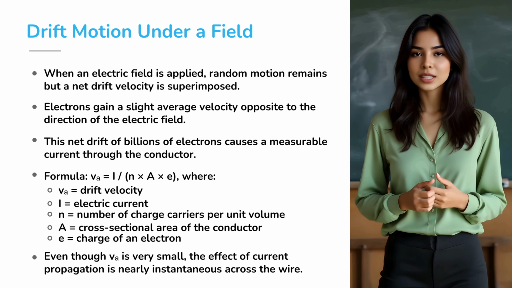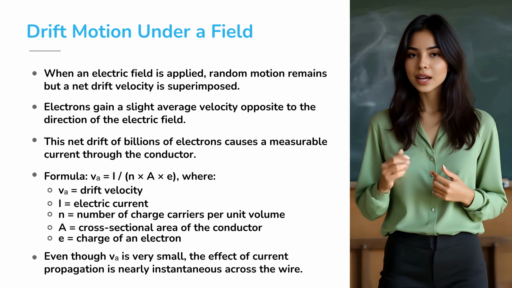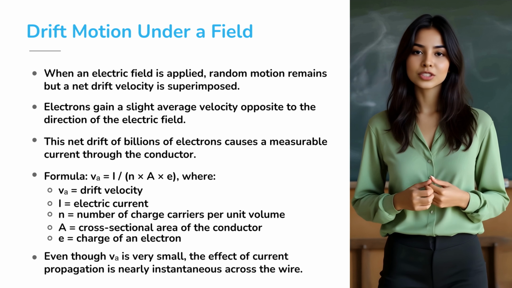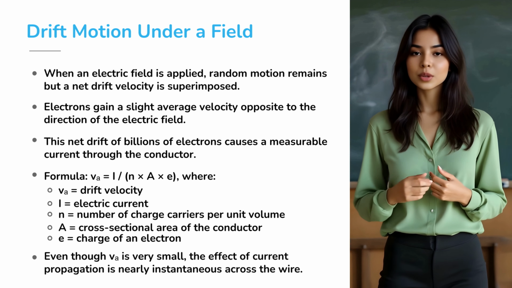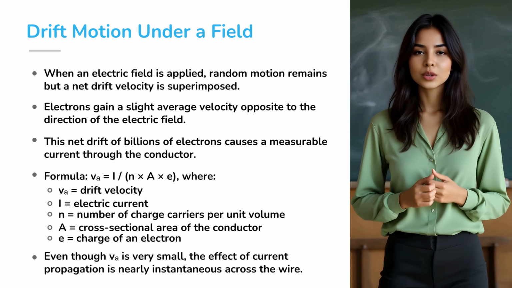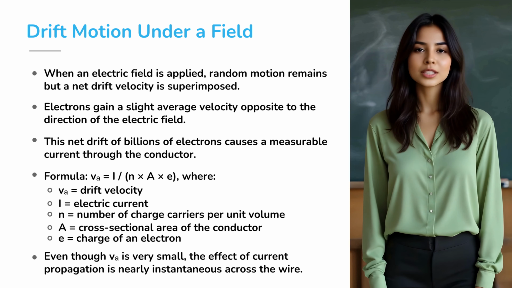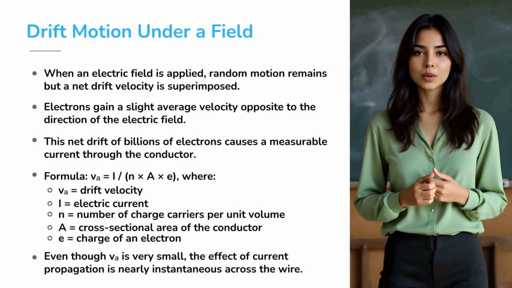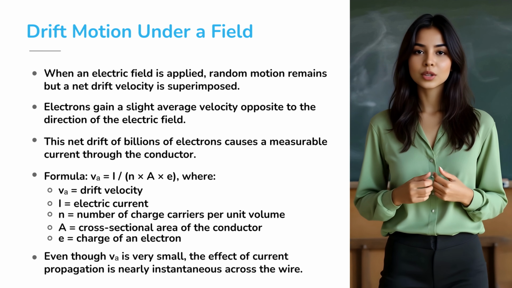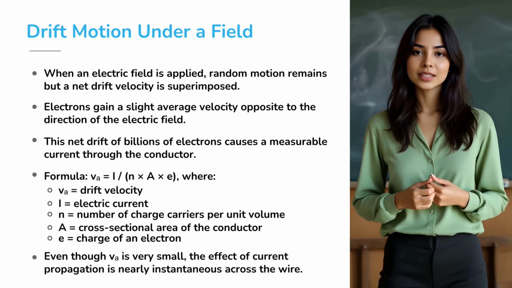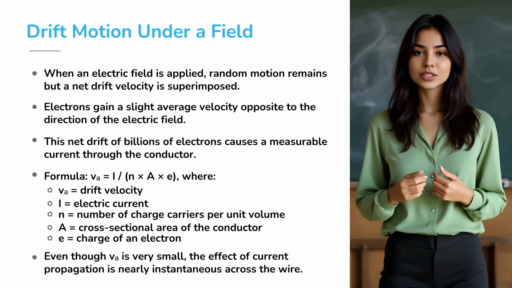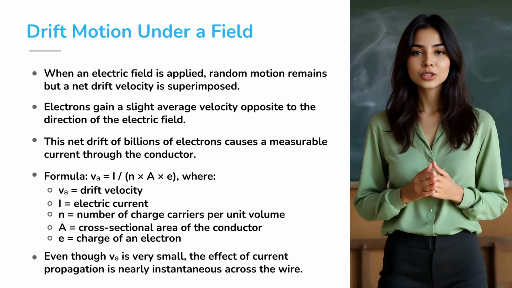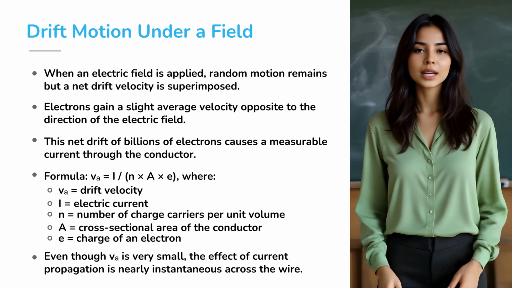Here's the formula to calculate drift velocity. v sub d equals I divided by n times A times e. Let's break this down. v sub d is the drift velocity, I is the current in amperes, n is the number of electrons per cubic meter, A is the cross-sectional area of the wire in square meters, and e is the charge of one electron, which is approximately 1.6 times 10 to the power minus 19 coulombs. Even though drift velocity is very small, sometimes less than 1 millimeter per second, current appears instantly in a circuit. That's because the electric field spreads through the wire at nearly the speed of light.